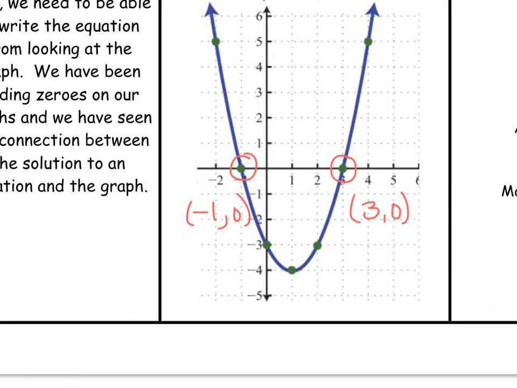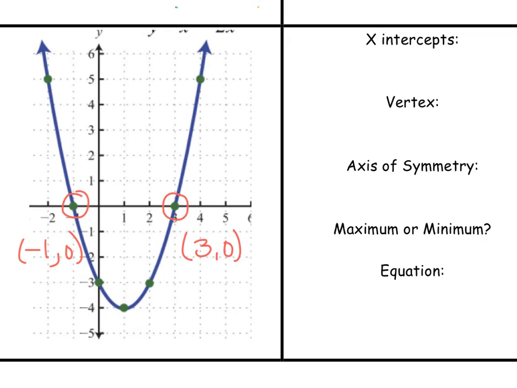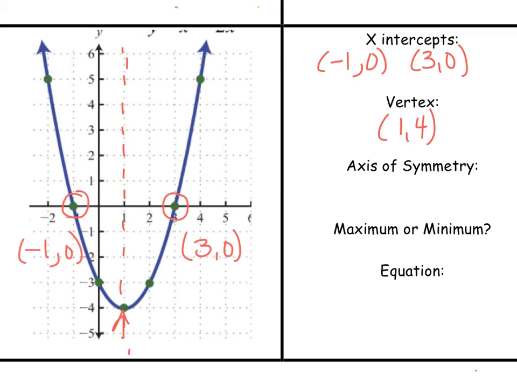So where did these come from? And let's write them over here. So our x-intercepts, we said were negative 1, 0 and 3, 0. Our vertex is right here. That's the lowest point, and this vertex is 1, negative 4. The axis of symmetry has to go through the vertex. So our axis of symmetry has to be the same as the x value of the vertex, and that's x equals 1. And since this is opening up, it's a minimum. The vertex is the minimum.